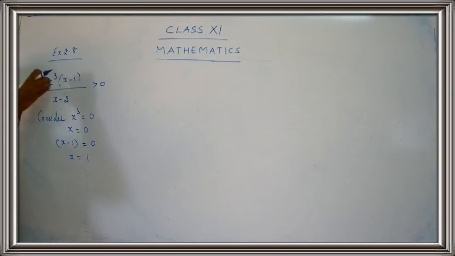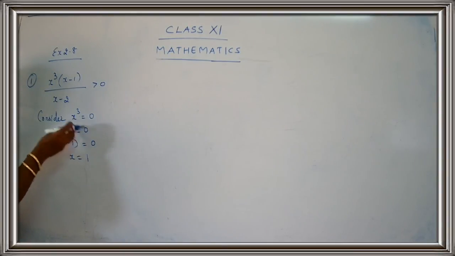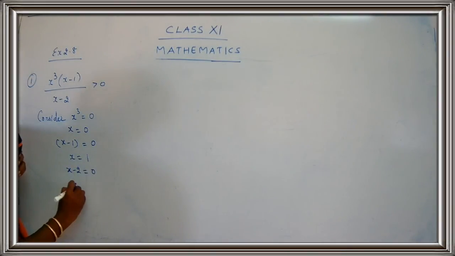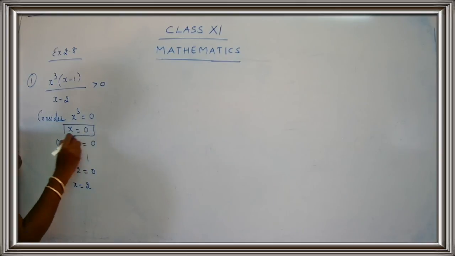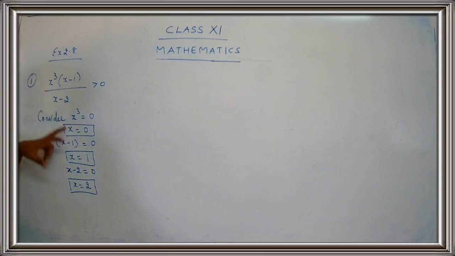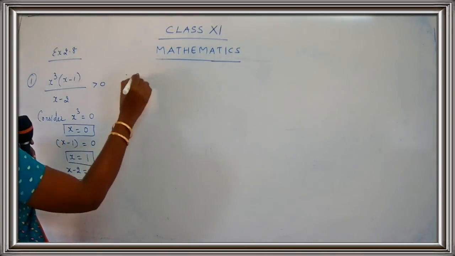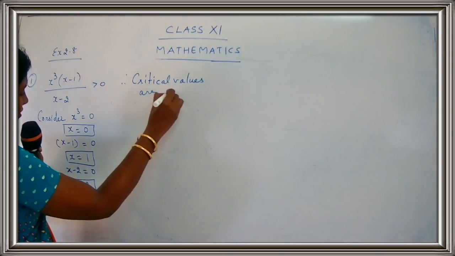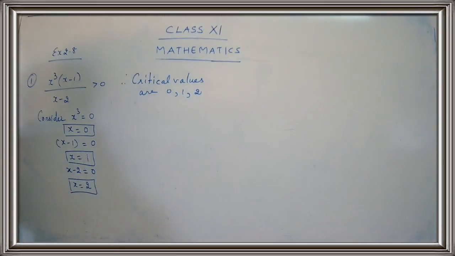I'm just going to take these numbers over here. So x cube is equal to 0, I get x is 0. I'll take x minus 1 is 0, I get x is equal to 1. x minus 2 is equal to 0, so x is equal to 2. So I get the values for x as 0, 1 and 2, just from the question. Here there is no need of factorizing, I can just directly take the values for x. When I take the denominator part, I get the value as 2. Therefore, critical values are 0, 1, 2.